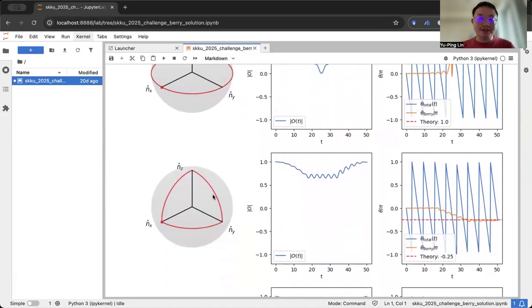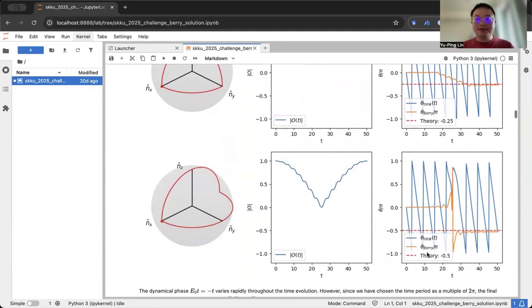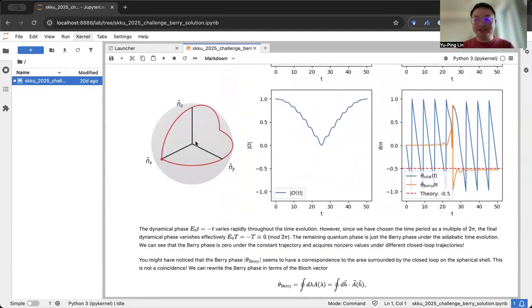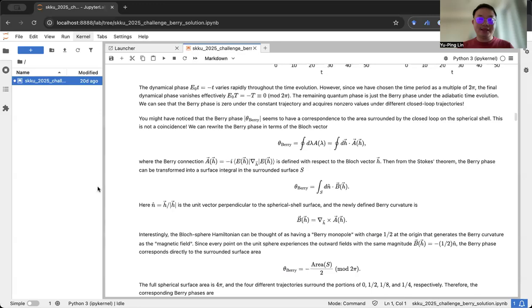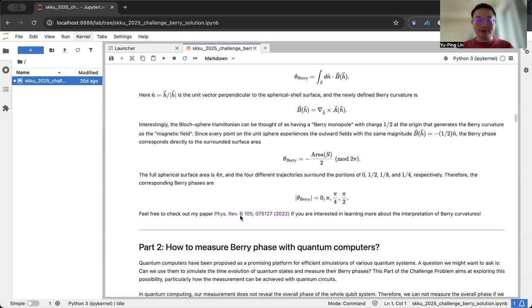And if it is like this trajectory, then it is 1/8 of the total area, so it will be 1/4 in the Berry phase. And finally, for this, it is 1/4 of the total area, so it will be -0.5. So you can learn more about this in one of my previous papers.